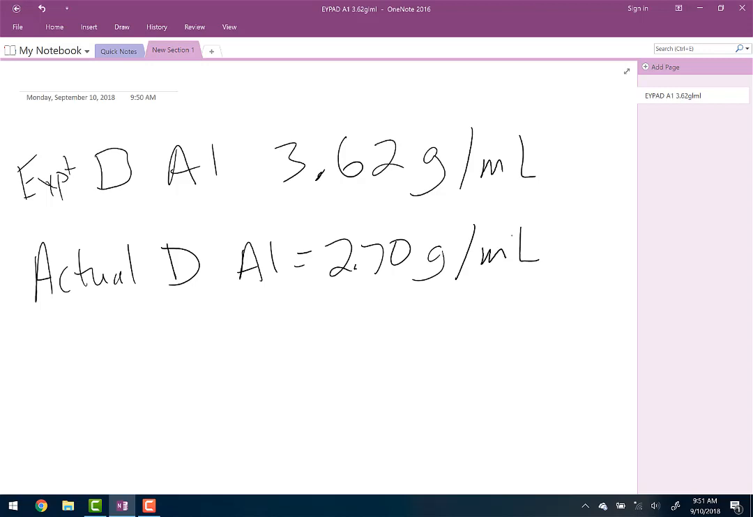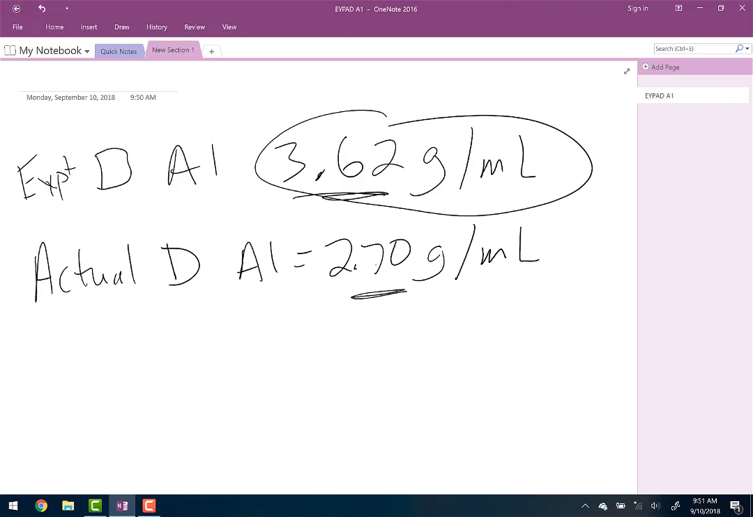Okay, and what we would like to do now is know how far off we are. What percentage-wise, how far off are we from what we were supposed to get? So again, this is what we got in our experiment, and this is the actual aluminum density. The first thing we do to figure that out is calculate what's called the percent error, which is just a measure of how off you are.